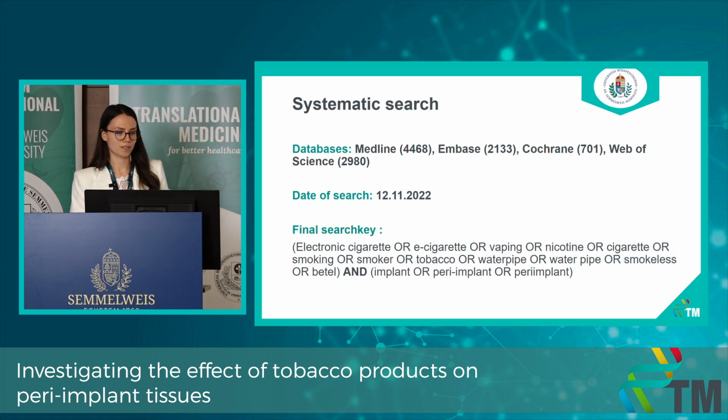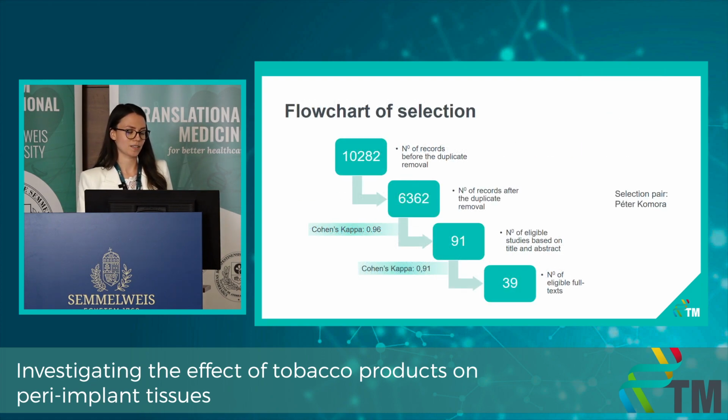So our systematic search was conducted in 4 electronic databases in November with this following search key. And as you can see, at first, we got more than 10,000 articles, but after the title text selection and the full text selection, there were 39 eligible articles, which we can include.